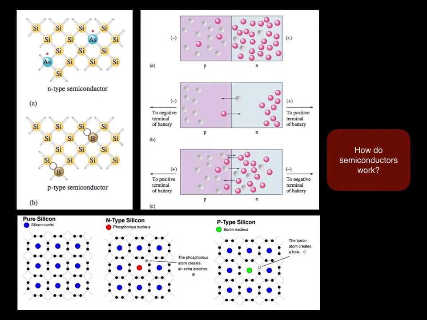Donor impurities donate negatively charged electrons to the lattice, so a semiconductor that has been doped with a donor is called an n-type semiconductor, N standing for negative.